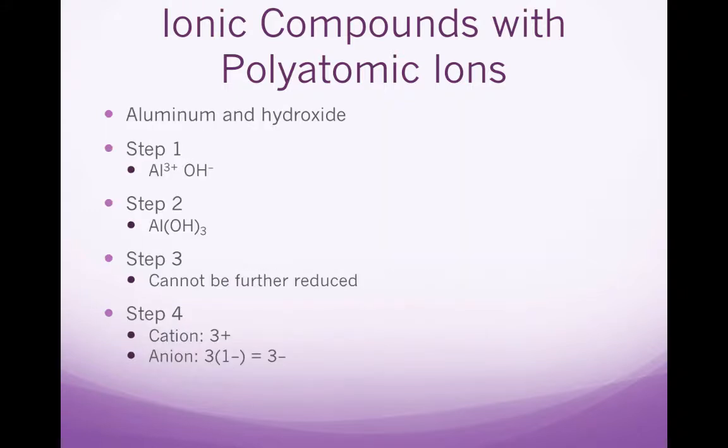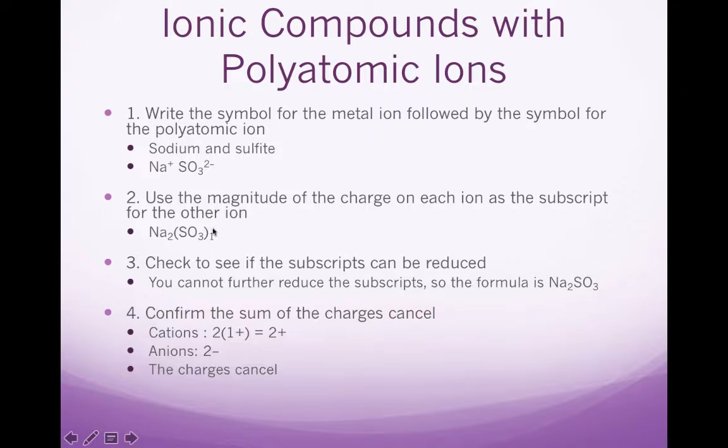Okay, let's look at aluminum and hydroxide. So for the first step, we have Al3+ and OH-. Step 2, we swap the magnitudes of the charge for subscripts. And here I just want to point out, if you have just one polyatomic ion, so here the subscript's 1, which of course we drop, you don't need parentheses around the polyatomic ion.